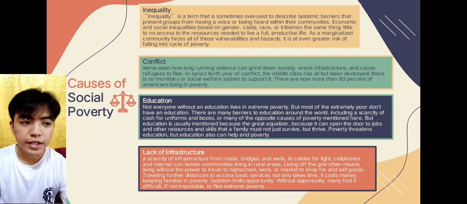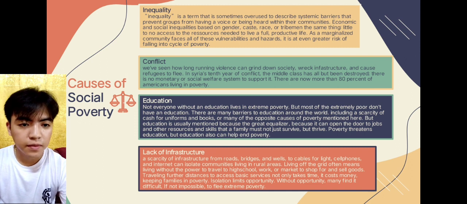Causes of social poverty. First, inequality. Inequality is a term that is sometimes overused to describe systematic barriers that prevent groups from having a voice or being heard within their communities. Economic and social inequalities based on gender, caste, race, or tribe mean the same thing: little to no access to the resources needed to live a full, productive life. As a marginalized community faces all of these vulnerabilities and hazards, it is at even greater risk of falling into a cycle of poverty.